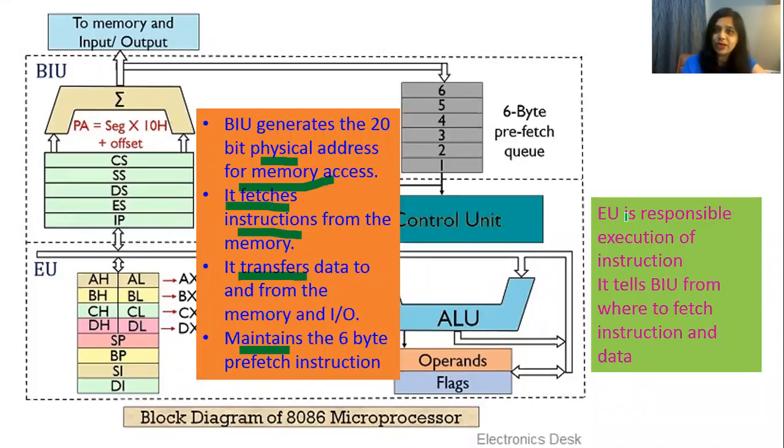Then what does the execution unit do? The execution unit is responsible for execution of instruction. So the execution unit is responsible only for execution of instruction. It takes the instruction from the queue and executes that instruction. And it also tells the bus interface unit from where to fetch the instruction. What is the meaning of that? The exact address, the offset of the memory location, is provided by the execution unit to the bus interface unit.